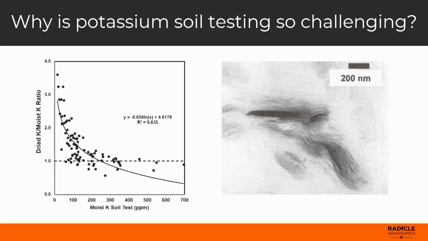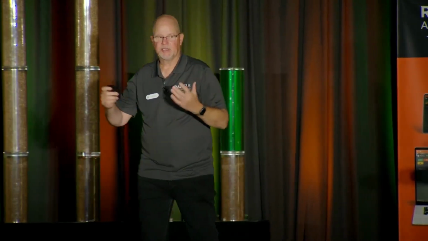And so when you add fertilizer, then that potassium can go in between those clay layers, and then when you dry it, they can shut, and if they shut pretty fast, then that potassium becomes higher in the exchangeable potassium soil test. But it doesn't always happen. So potassium soil testing is just really challenging.